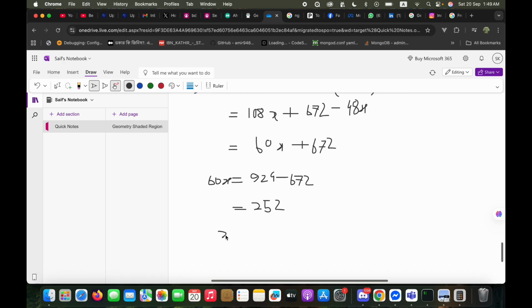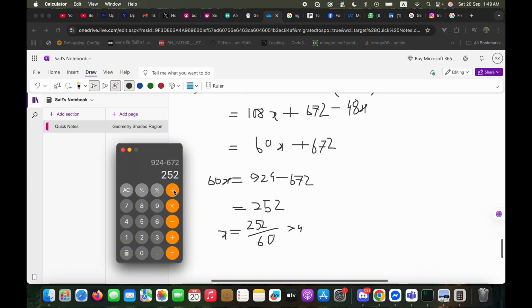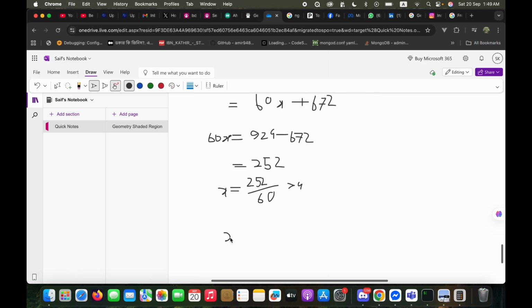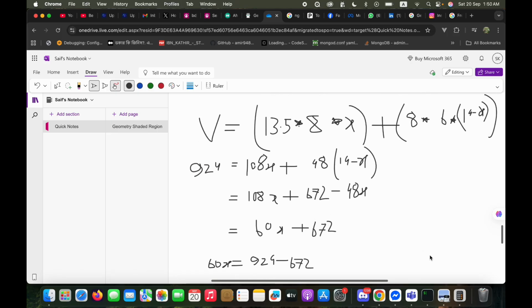So the value of x is 252 divided by 60. So it's slightly over 4. So this is the value of x. If I divide 252 by 60, I get 4.2. So the value of x is 4.2. So this is the value of x as per the equation.